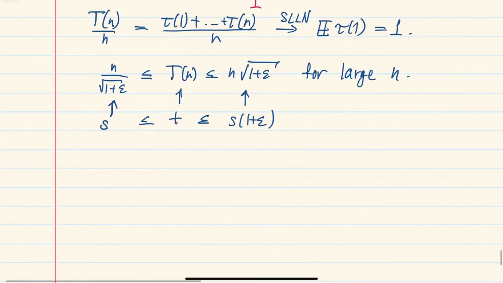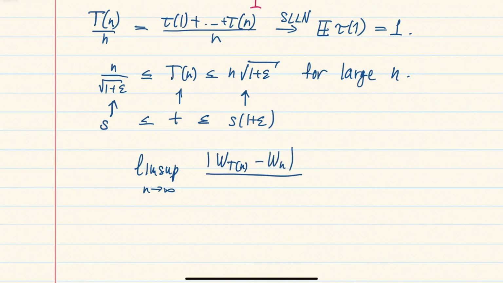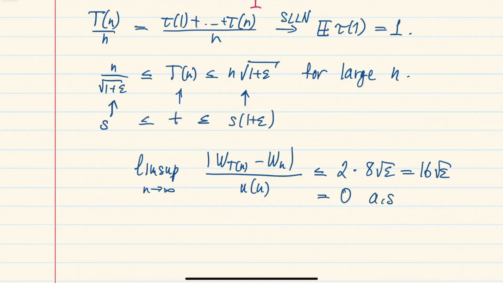If we recall, we proved that the lim sup when s goes to infinity, here replaced by n, of W at Tn minus W at n in absolute value divided by u of n, well, we have to compare both Tn and n to this s, which is slightly less than n. So in particular, n is also in between. And as a result, this will be bounded by twice the control that we had in that lemma, which was 8 square root of epsilon. But because this lim sup is controlled by 16 square root of epsilon for any epsilon, that actually means that this lim sup is equal to 0 almost surely, just by letting epsilon go to 0 along some subsequence.